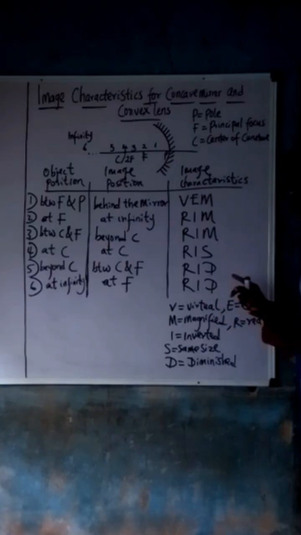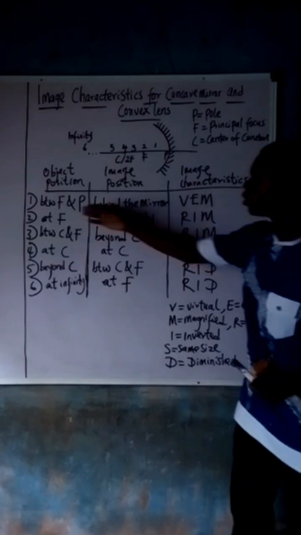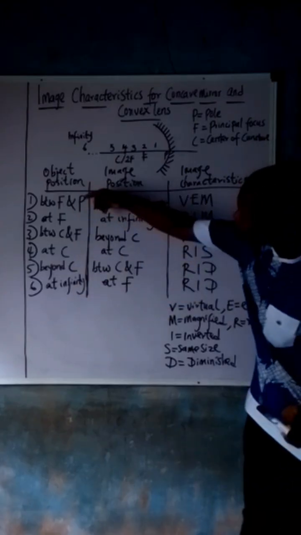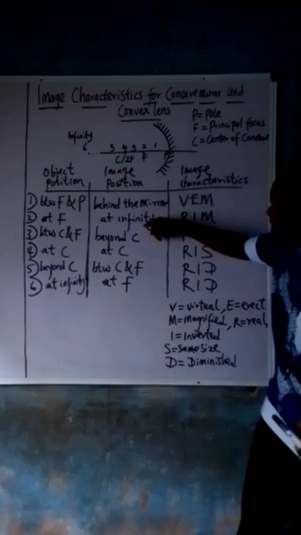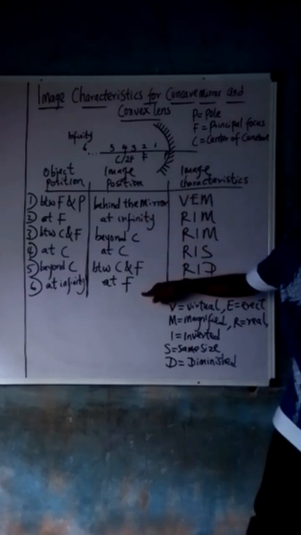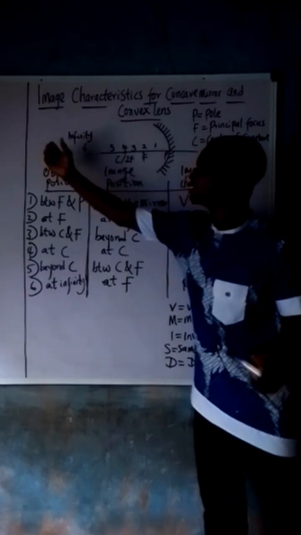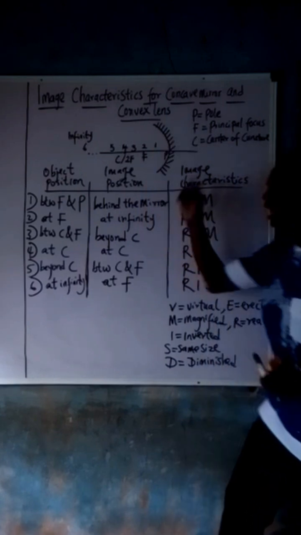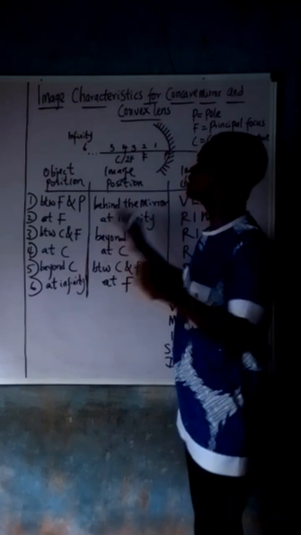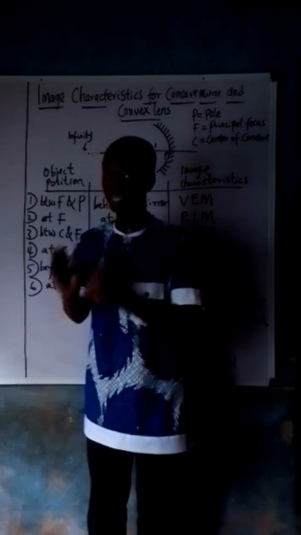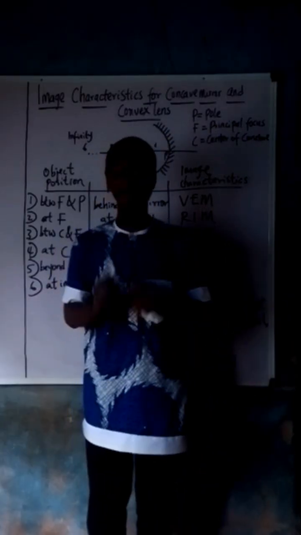I hope that is clear. It's very easy to understand. Go through it. As the object was going further from here, it becomes at infinity. We observe that the image that was at infinity now becomes at the principal focus. As the object was going away, the image was approaching the mirror, and the magnification decreases. So it's very easy to cram. This is all about image characteristics for concave mirror and convex lens.